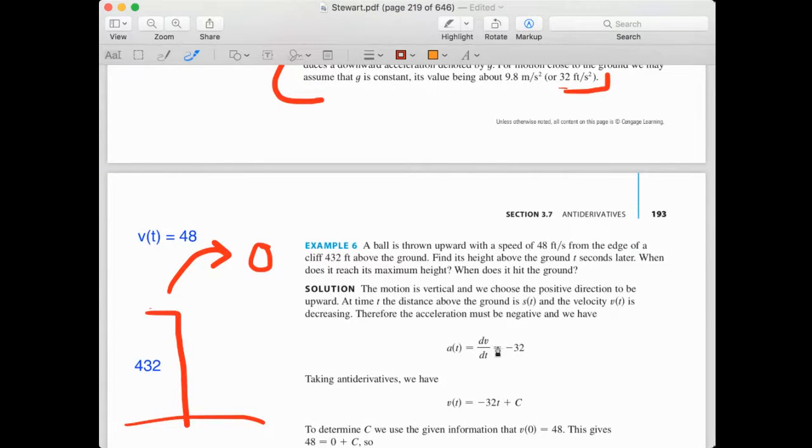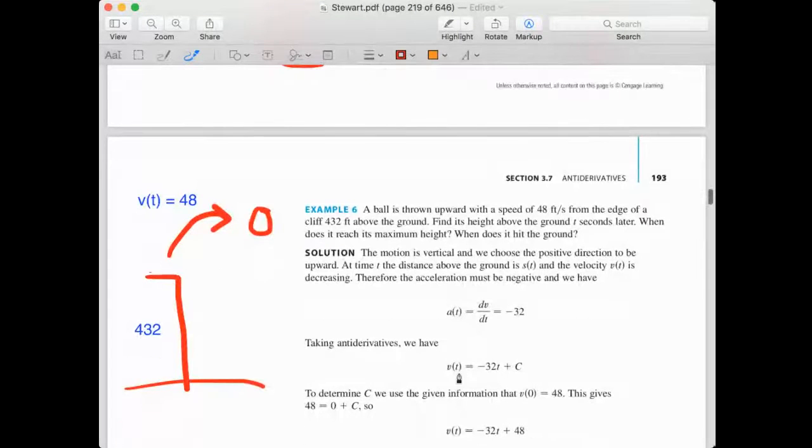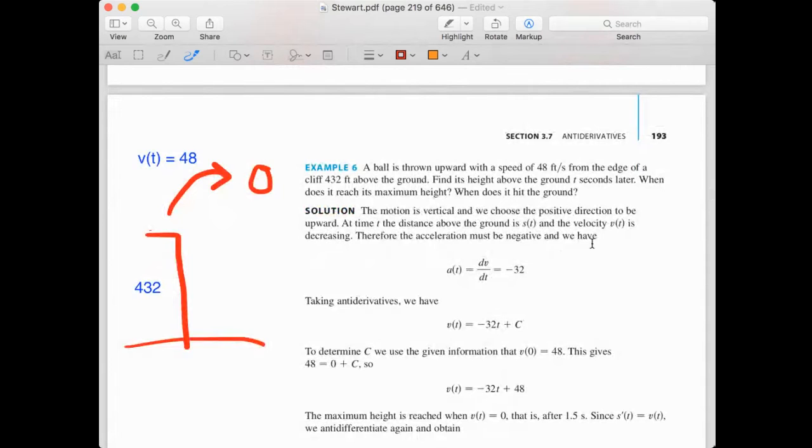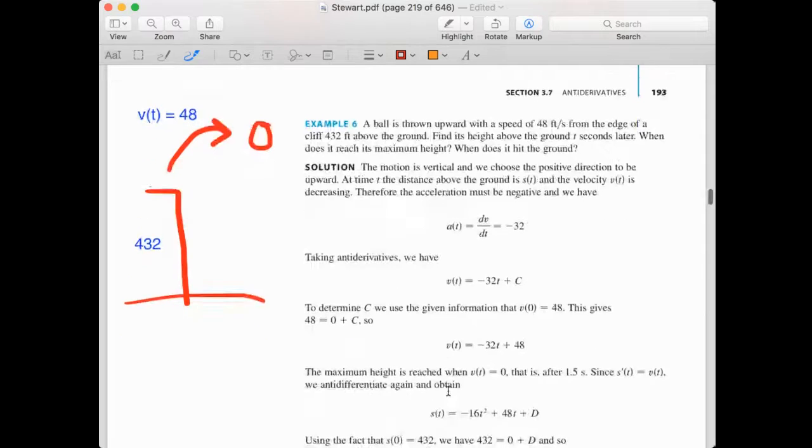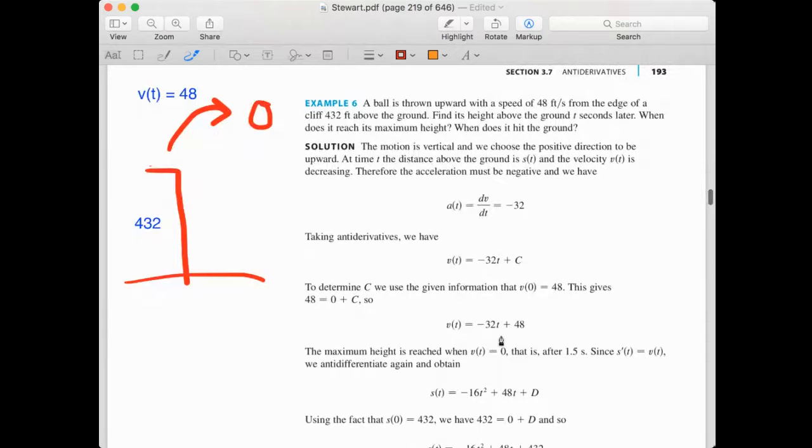So acceleration is v prime. So we take the antiderivative and we get v of t. We antiderivative this function, so that's negative 32t plus a constant. And we're given a point, 0, 48. So v of 0 equals 48. This gives 48 equals negative 32t plus c. So we solve for c. Well, 32 times 0 is 0, so c equals 48. So we get a velocity function. The velocity function is negative 32t plus 48.